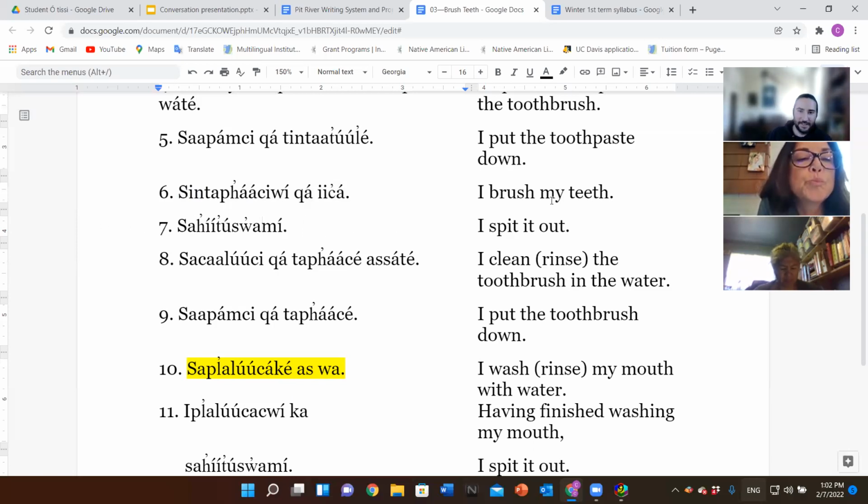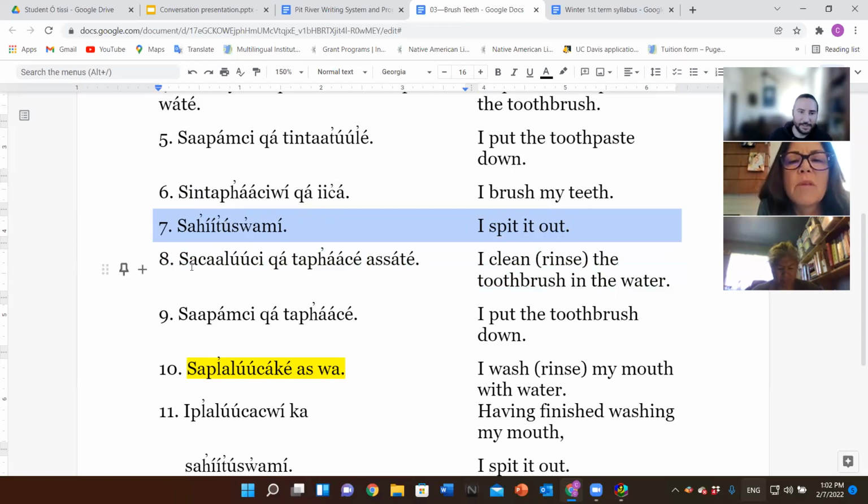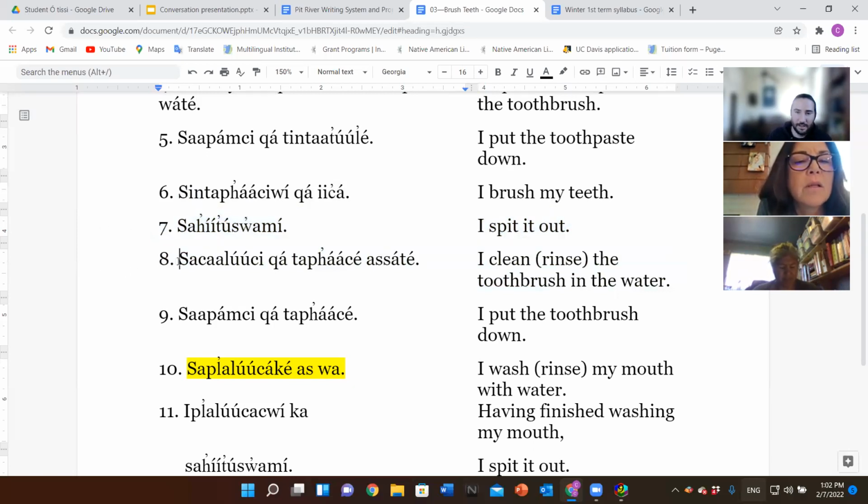Okay. So I spit it out, like when you brush your teeth, you spit out the toothpaste. And then I clean the toothbrush in the water. So sajaluji.